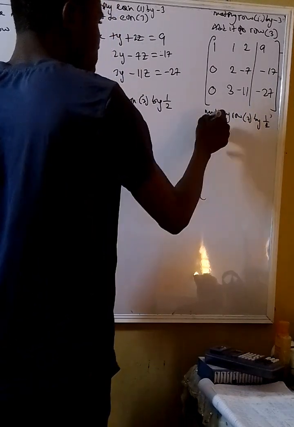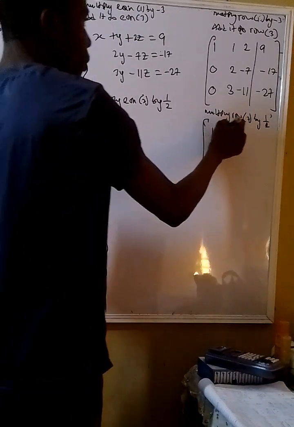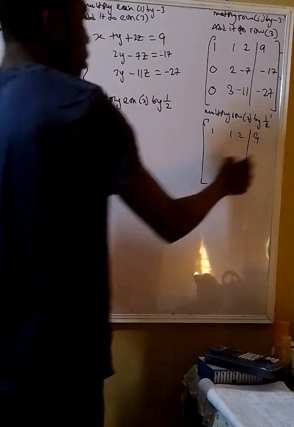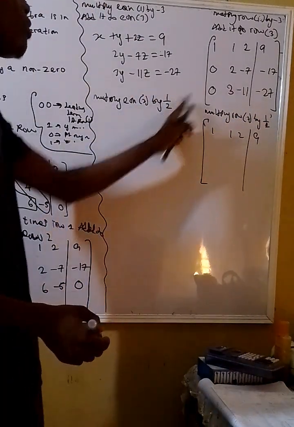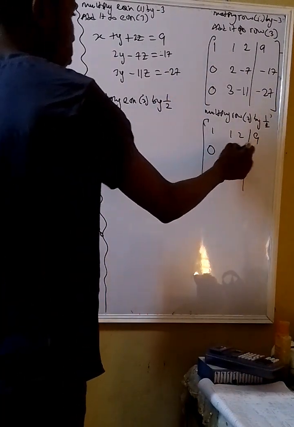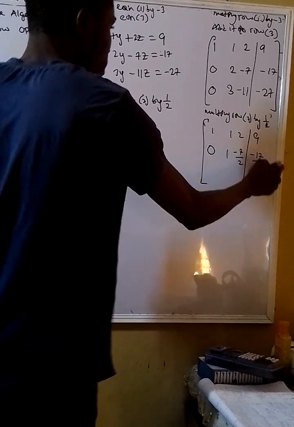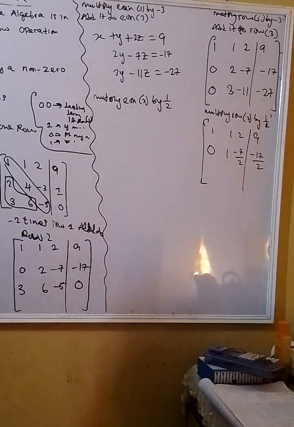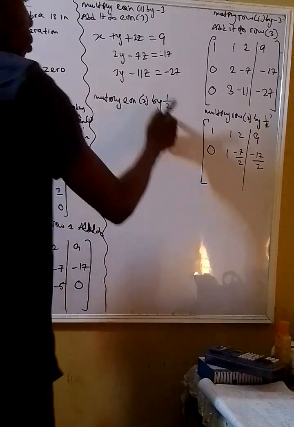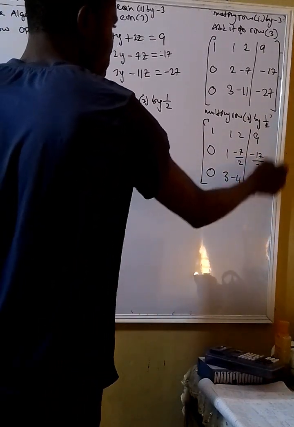And by doing that, I don't have issue with row 1. I have 1, 1, 2, then my 9. So my problem is row 2. 1 over 2 times 0, I have 0. 1 over 2 times 2, I have 1. Then this becomes negative 7 over 2. This becomes minus 17 over 2. Right? So we are on the right track. So then nothing affects this. You have 0, 3, you have negative 11, then you have negative 27.